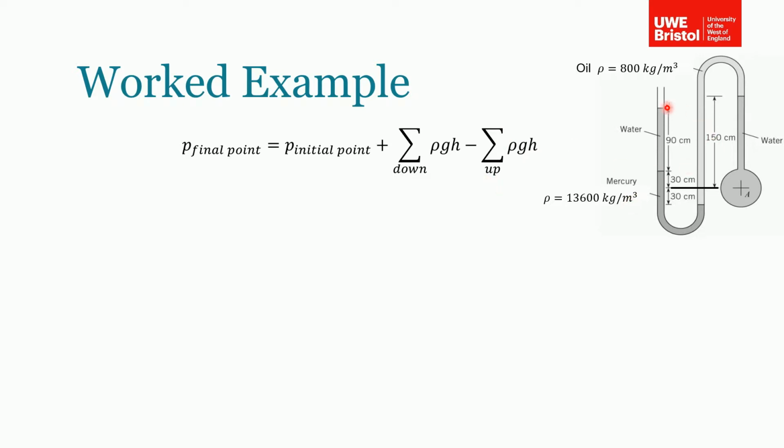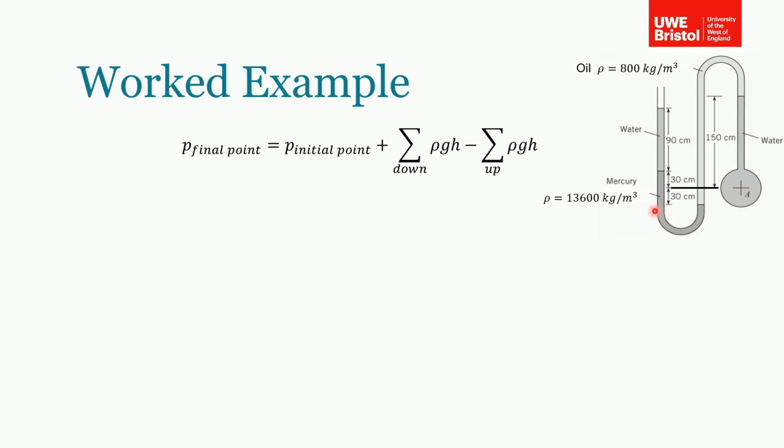So what does that mean? We're going to start over here, and we're going to go down this side. So we need to sum up these pressures, go round the bend, sum this up once, and then round here, and then we're going to go down again. Okay, so we've got a number of things to consider here.